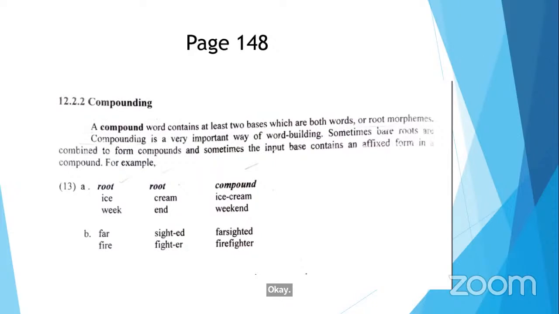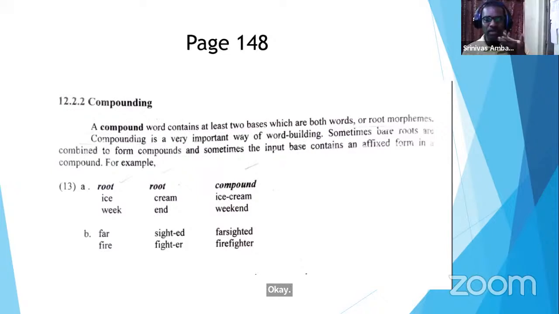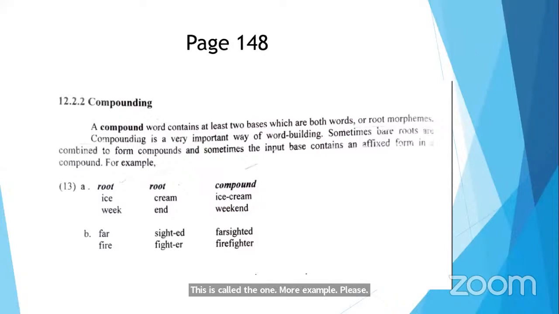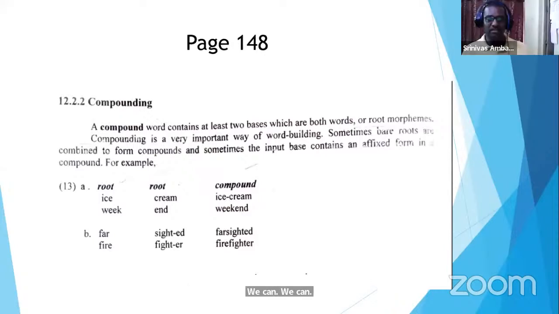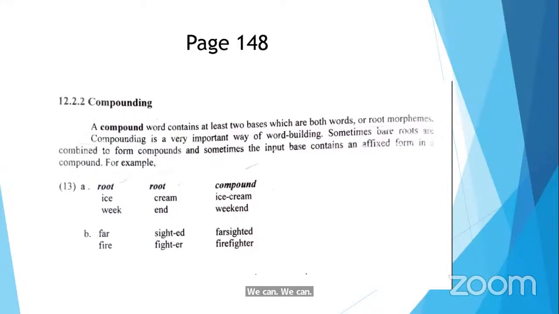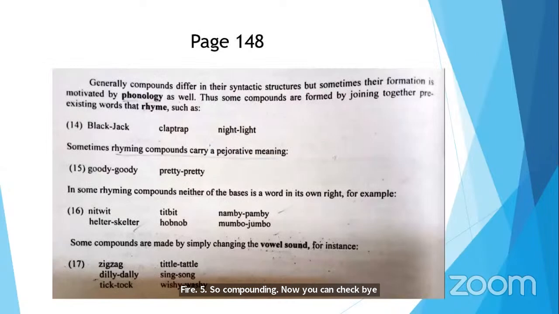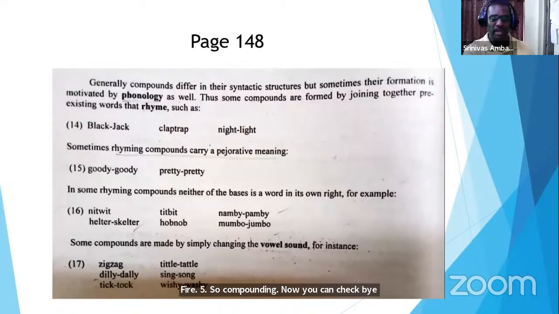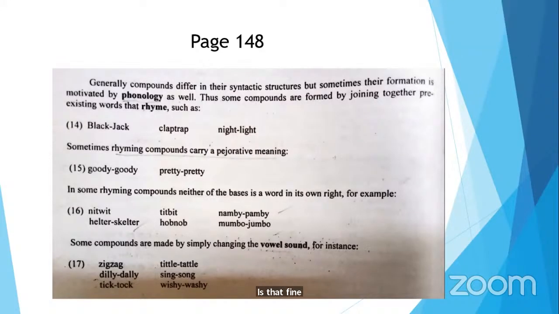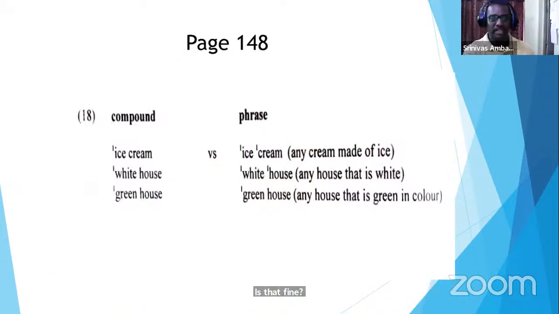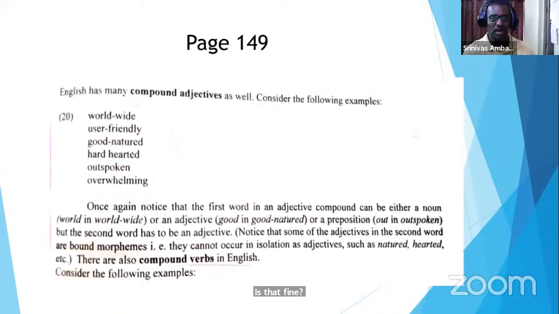This is called compounding. Compound words. One more example, please. Weekend: week plus end. Far sighted. Fire fighter. So compounding now you can check. Fine. So I'll skip this. This you can read. I'll share the PPT. Because I need to discuss a lot of things. Is that fine? Okay, sir. Important things I will just discuss. This is all about compound.